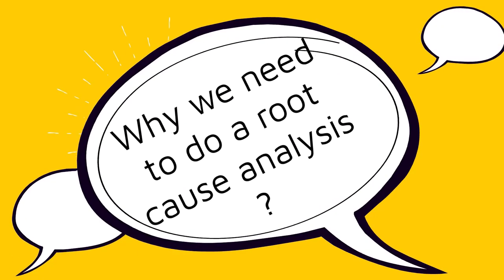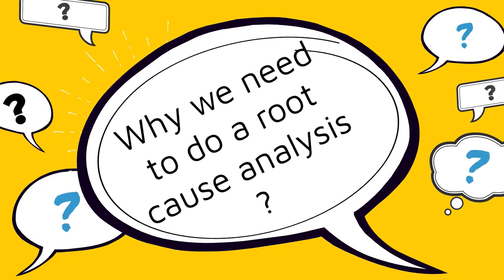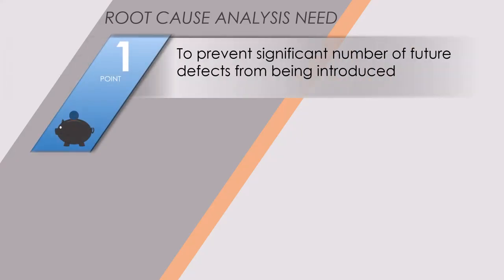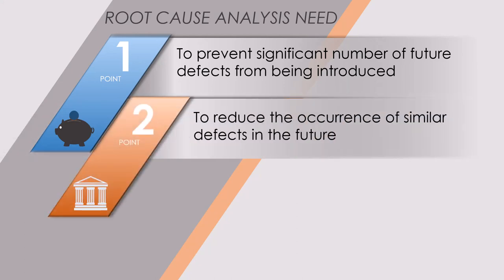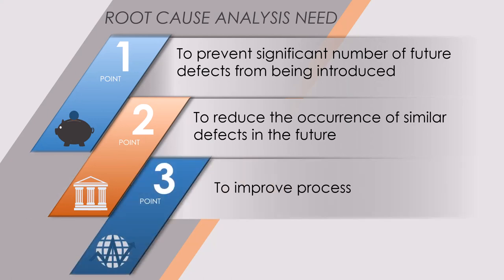Now we'll look at why we need to do a root cause analysis. The first point is to prevent a significant number of future defects from being introduced. We want to make sure that new defects don't creep up in the future. The second point is to reduce the occurrence of similar defects in the future. The third point is to improve the process.